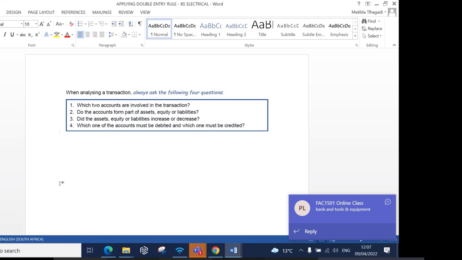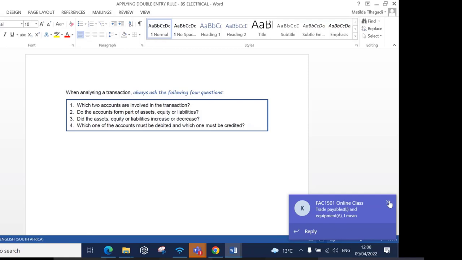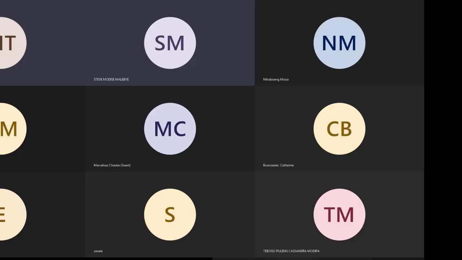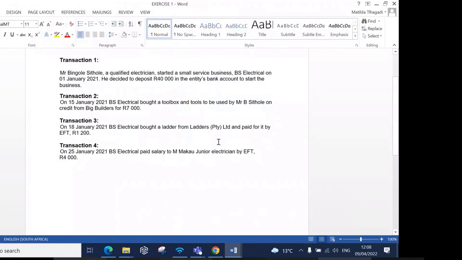Which two accounts are involved? Do the accounts form part of asset, equity, or liability? Did the asset, equity, or liability increase or decrease? Which one of the accounts must be debited and which one must be credited in the general ledger, and the total balance? Basically now I'm asking the first question: which two accounts are involved in transaction number two?